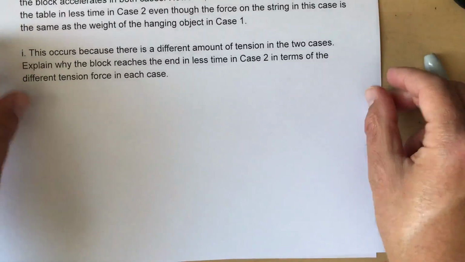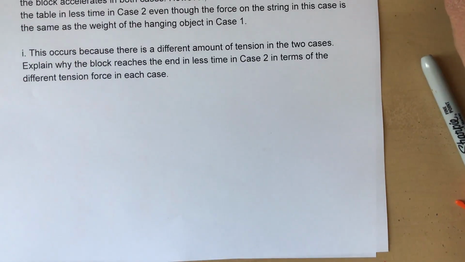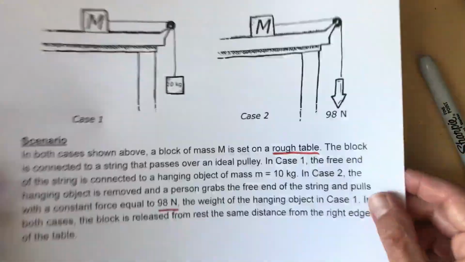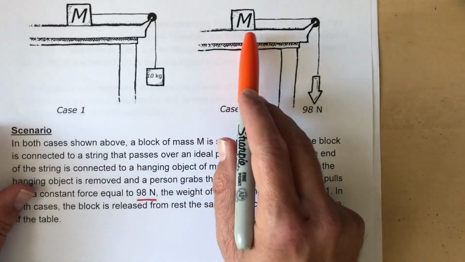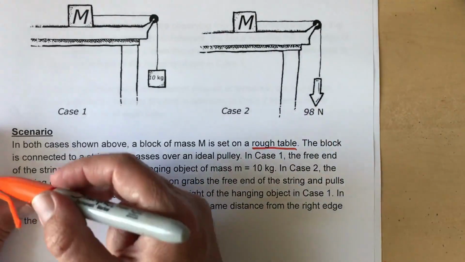So next part they have is, they say Angela and Dominique are observing the demonstration and note that the block accelerates in both cases. However, the block reaches the right edge of the table in less time in case 2. So even though the force on the string in this case is the same weight as that of the hanging object in case 1. So what they mean by that is, they're saying this one takes less time to reach the edge of the table. In other words, this one's accelerating more, even though that's 98 newtons.